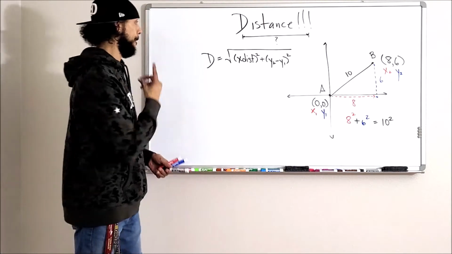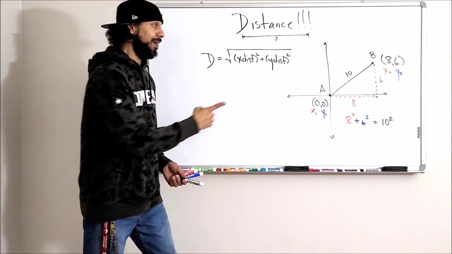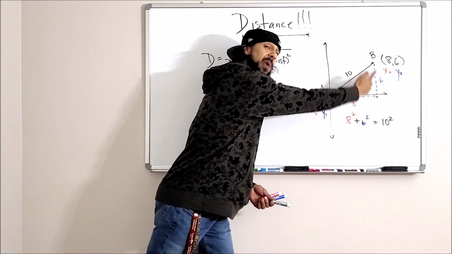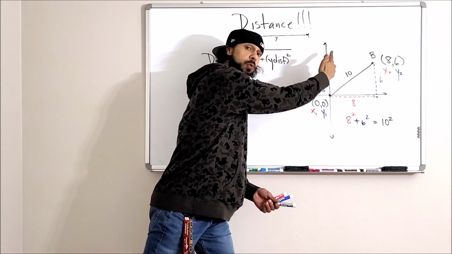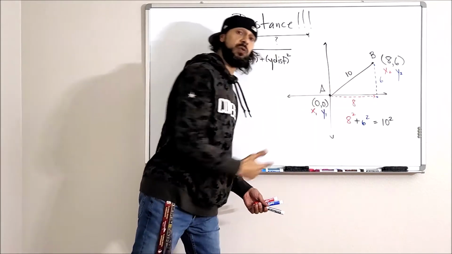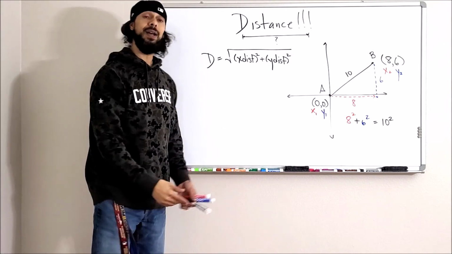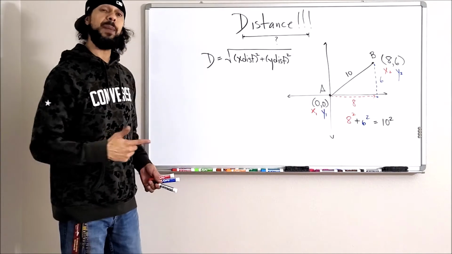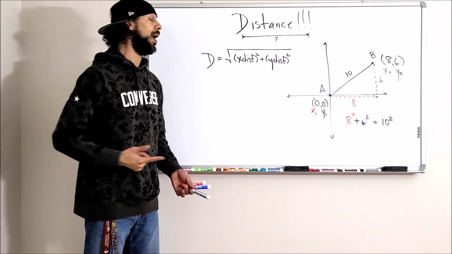Same thing for the y. Y distance squared. The y distance is how far we went up from our original point to our end point, 6. We went up 6 spaces. Let's put another problem up here with some tougher numbers and see if you know what I'm talking about.